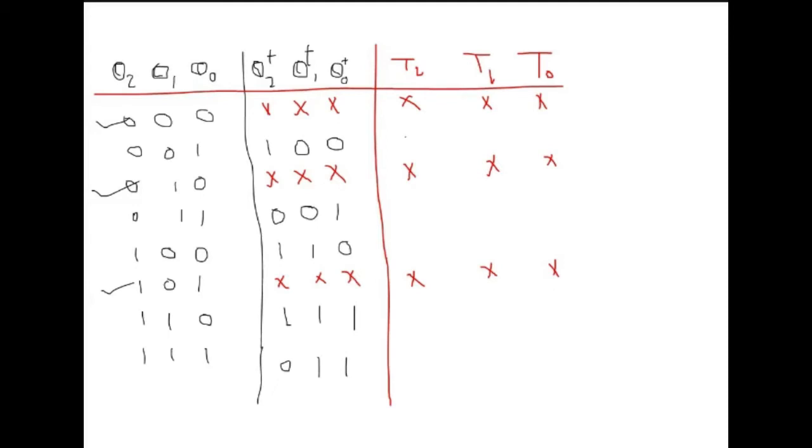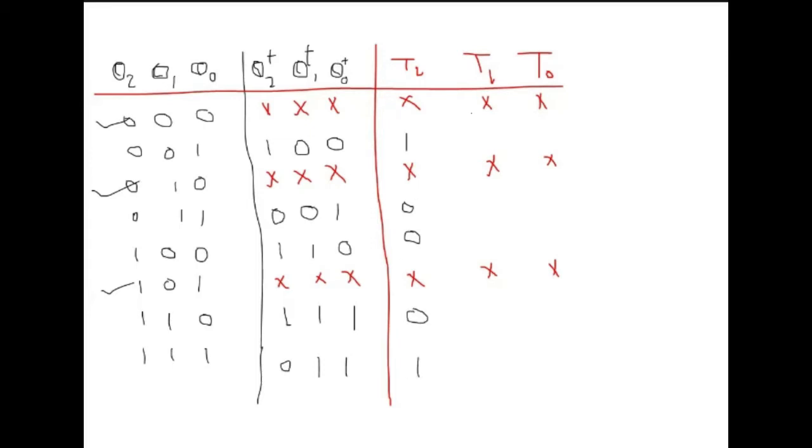So 0 to 1, it is a toggle. 0 to 0, no toggle. 1 to 1, no toggle. Again 1 to 1, no toggle. 1 to 0, we have the toggle condition.